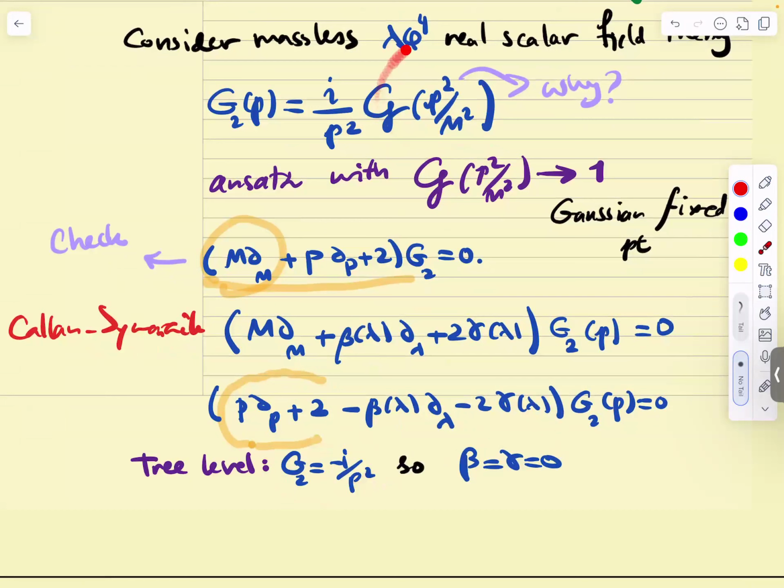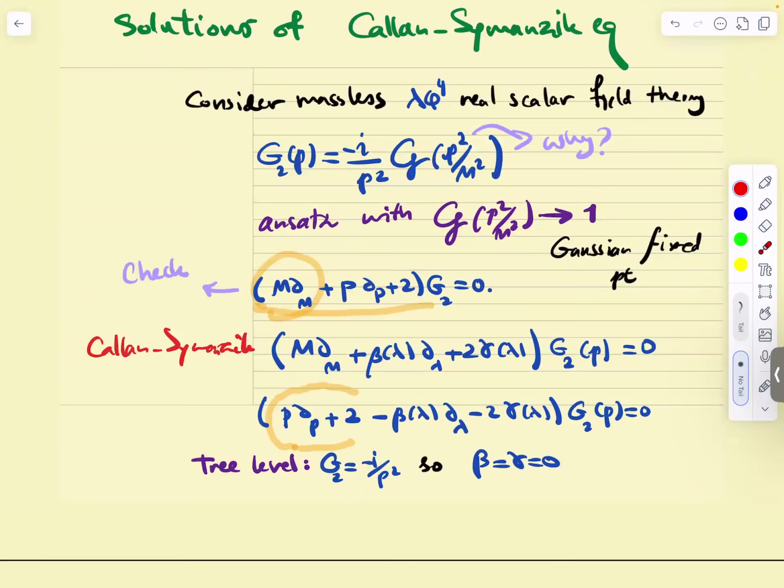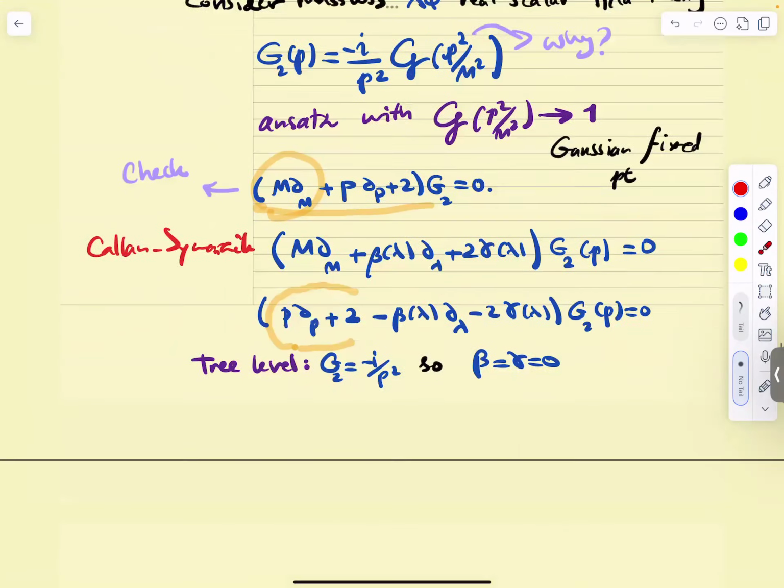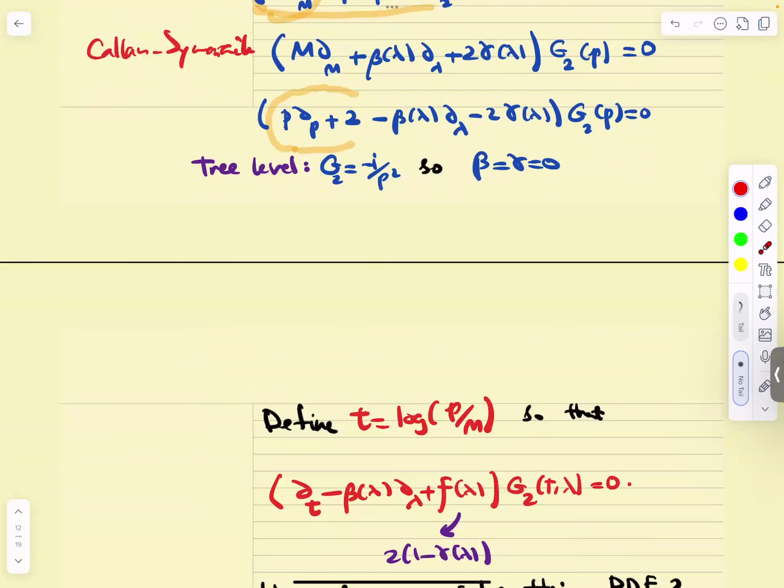So at the tree level, when this correction is not there, this is minus i over p squared. Then beta is equal to gamma equal to 0. It satisfies it, it's pretty clear. So this is what your Callan-Symanzik equation is now. I traded M dependence for P dependence. You're with me? Good. All right. Next, let me do this half-page thing.